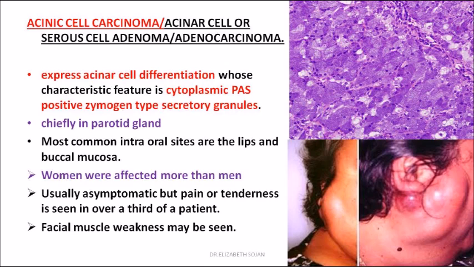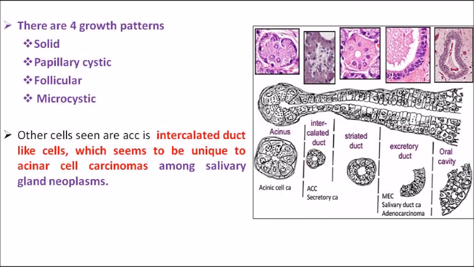In acinic cell carcinoma, because they originate from the acini, you can see the presence of zymogen type granules. Understood? They are chiefly seen in the parotid gland, as shown in the clinical picture, and women are more affected than men. So that is about acinic cell carcinoma: PAS positive zymogen type secretory granules. There are four variants: solid, papillary cystic, follicular, and microcystic variety of acinic cell carcinoma.